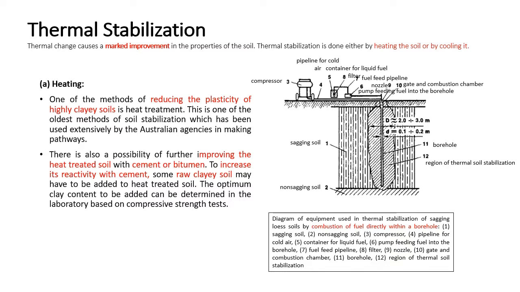There is also possibility of further improving the heat-treated soil with cement or bitumen. To increase its reactivity with cement, some raw clayey soil may have to be added to heat-treated soil. The optimum clay content to be added can be determined in laboratory based on compressive strength tests.